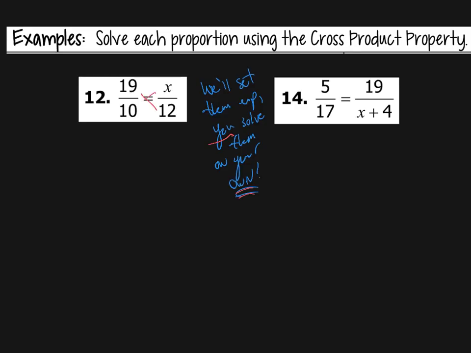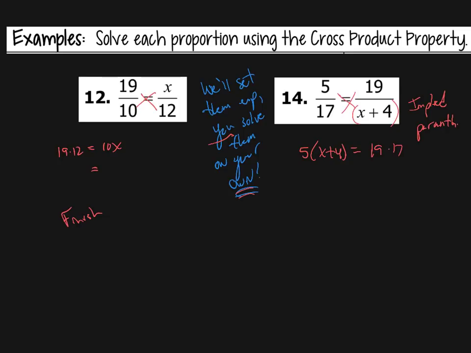So number 12, we're just going to set up our cross product property. So 19 times 12 equals 10 times x. And then you're going to go ahead and finish. Right here, don't forget we have implied parentheses. And so we have 5 times x plus 4 equals 19 times 17.